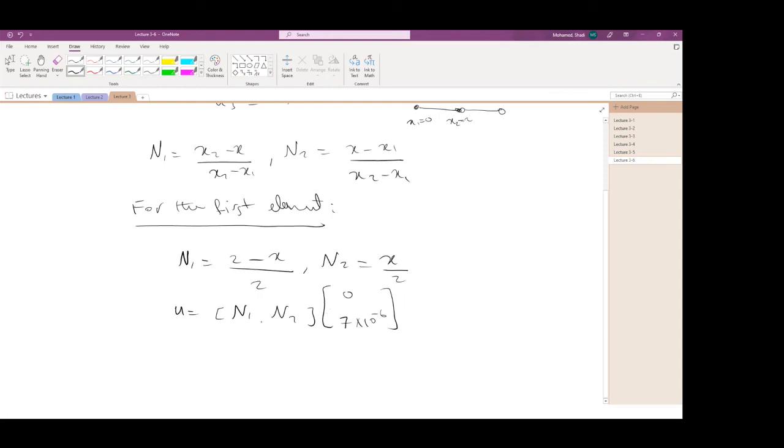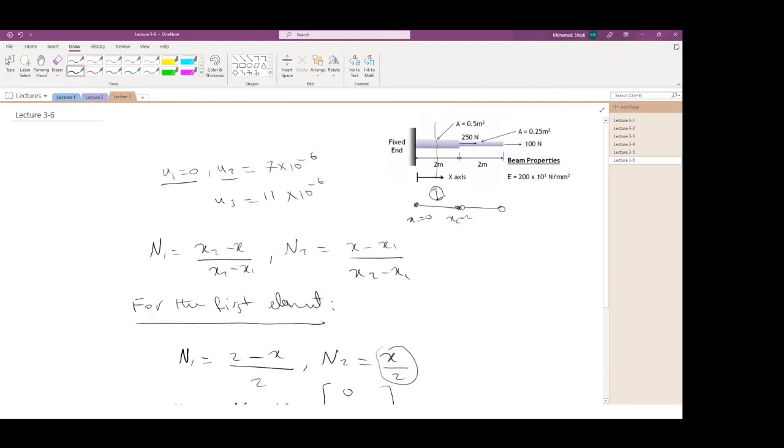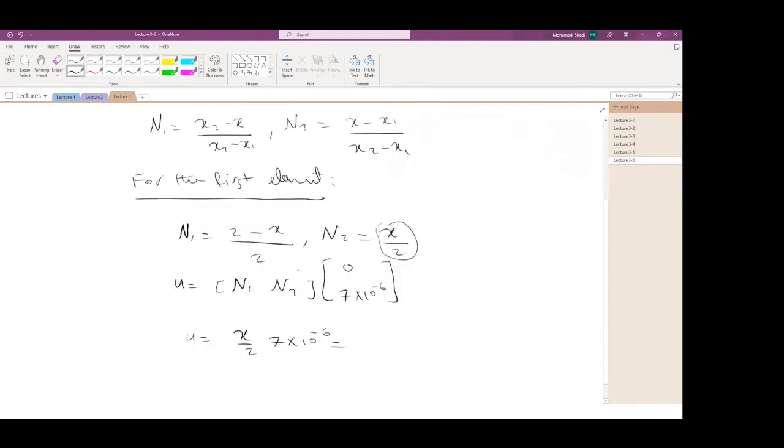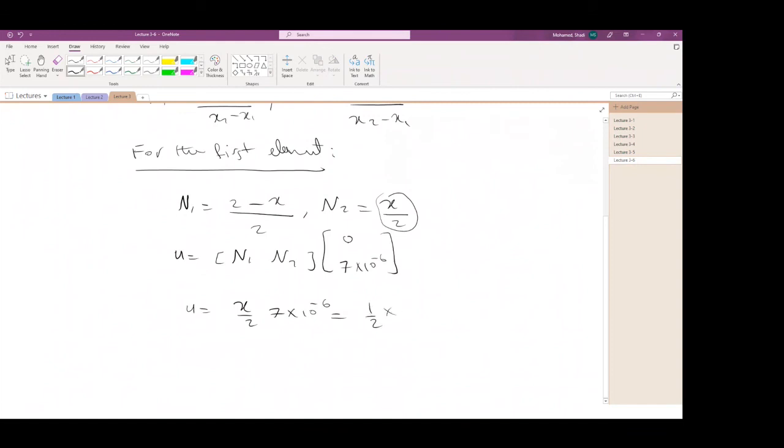And then I have the expression for N1, and N2 is x2 over L, so it's x over L. 0 multiplied by N1 is going to be 0. And then I have 7 times 10 to the power minus 6 multiplied by N2. The displacement is x over 2 multiplied by 7 times 10 to the power minus 6. Now, I'm interested in finding the displacement at x equal to 1. So this will be half times 7 times 10 to the power minus 6, which is 3.5 times 10 to the power minus 6 millimeters.